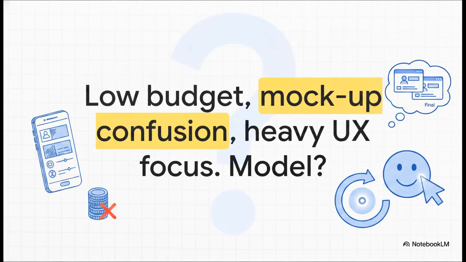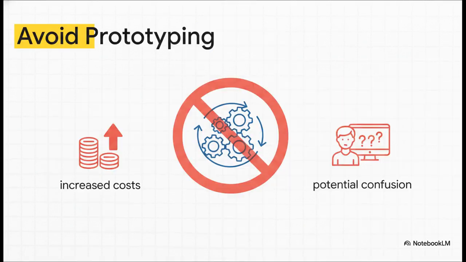Okay, last one. The ultimate trick question. Scenario 5. A client needs an application with a massive focus on user experience, or UX. However, they are incredibly strict on a low budget, and they actually have a documented history of mistaking mockups for the final software. Which model do you choose? Be really careful with this one. And this brilliantly illustrates our final lesson today.